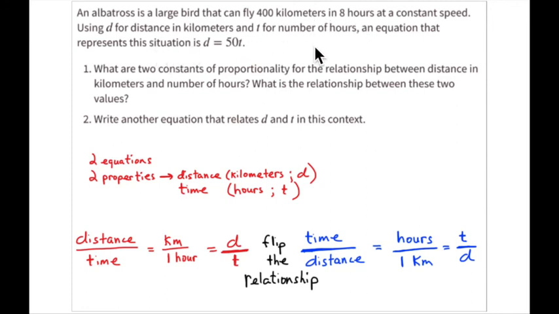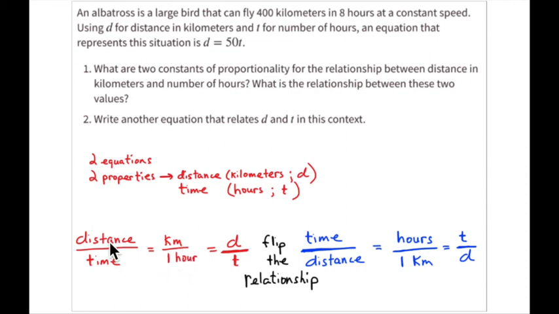And they give you this equation. The distance traveled is 50 times the number of hours. So in 1 hour, that albatross flies 50 kilometers. So it's 50 kilometers per 1 hour. And that's what you get. If you divide 400 by 8 hours, you get 50 kilometers per 1 hour. So that is the constant of proportionality for this equation, in which you calculate the distance traveled given the time, given the number of hours. So distance per time is kilometers per 1 hour.